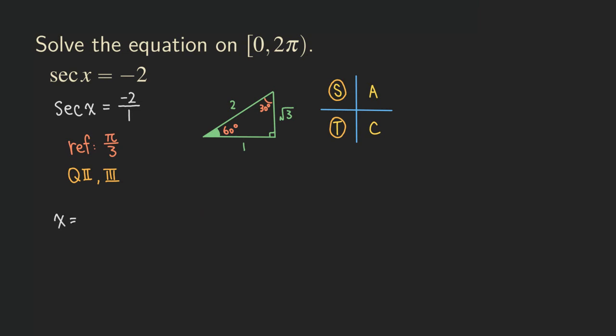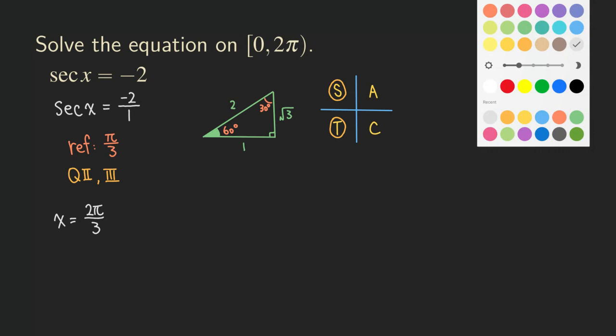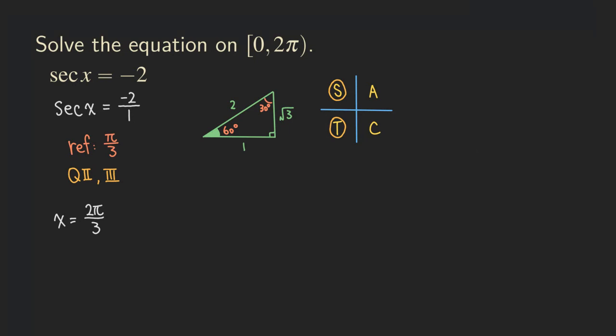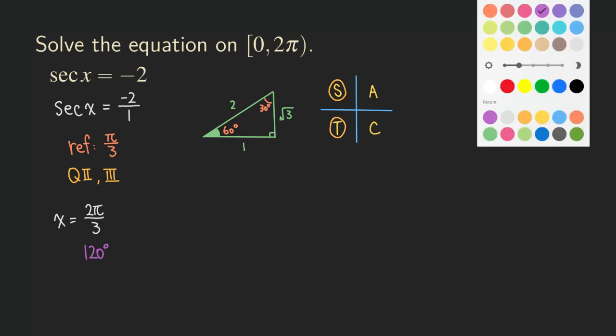Our solution in this case would be, one of them is in quadrant 2 and it has a reference angle of pi over 3. And so that would be 2 pi over 3. And you may be wondering, what is this angle in degrees? We can also write it down. That angle in degrees is actually 120 degrees, because if you add the 60 to the 120, you will get 180, which is formed with the x-axis. And yeah, so that's quadrant 2.